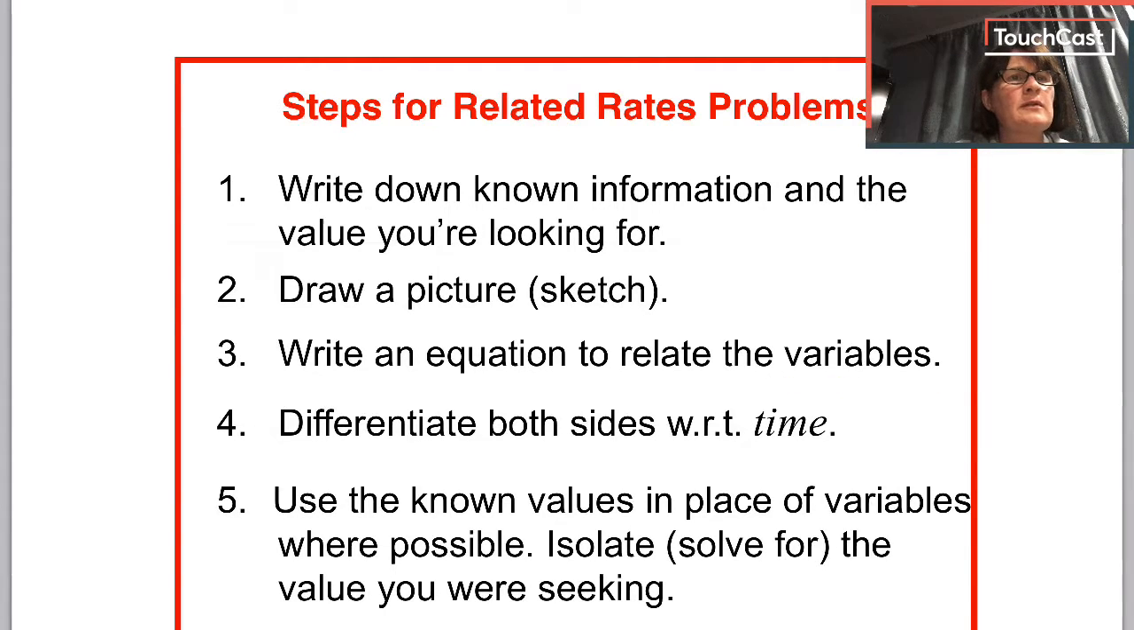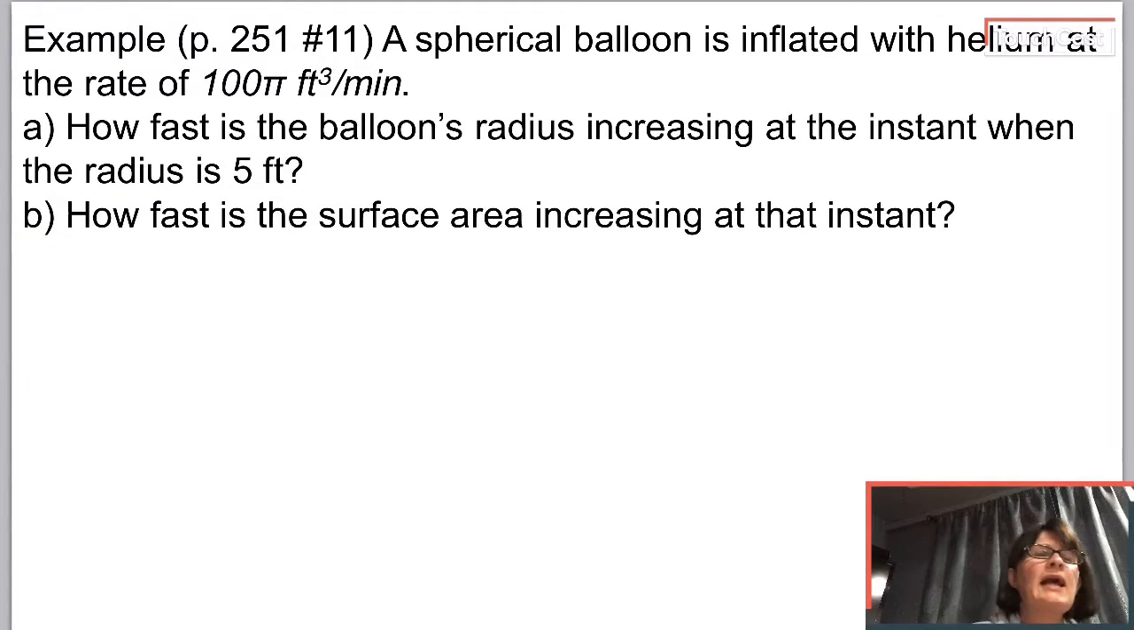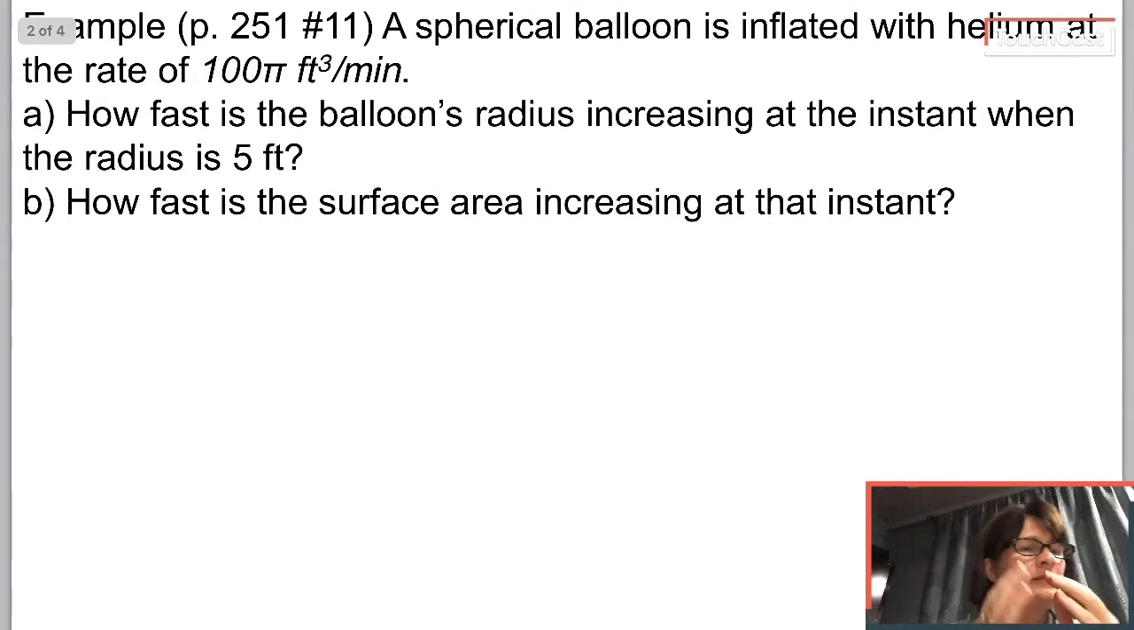All right, so let's try this. An example from your book. So we'll stick with spheres for now, not too bad. A spherical balloon is being inflated at a rate of 100 pi cubic feet per minute. So I'm going to look there and I notice cubic feet per minute. Cubic feet sounds like a measure for volume. Per minute sounds like volume over time. So this is probably going to be a question about the rate of change of volume with respect to time. How fast is the balloon's radius increasing at the instant when the radius is 5 feet? The second question, how fast is the surface area increasing at that instant?